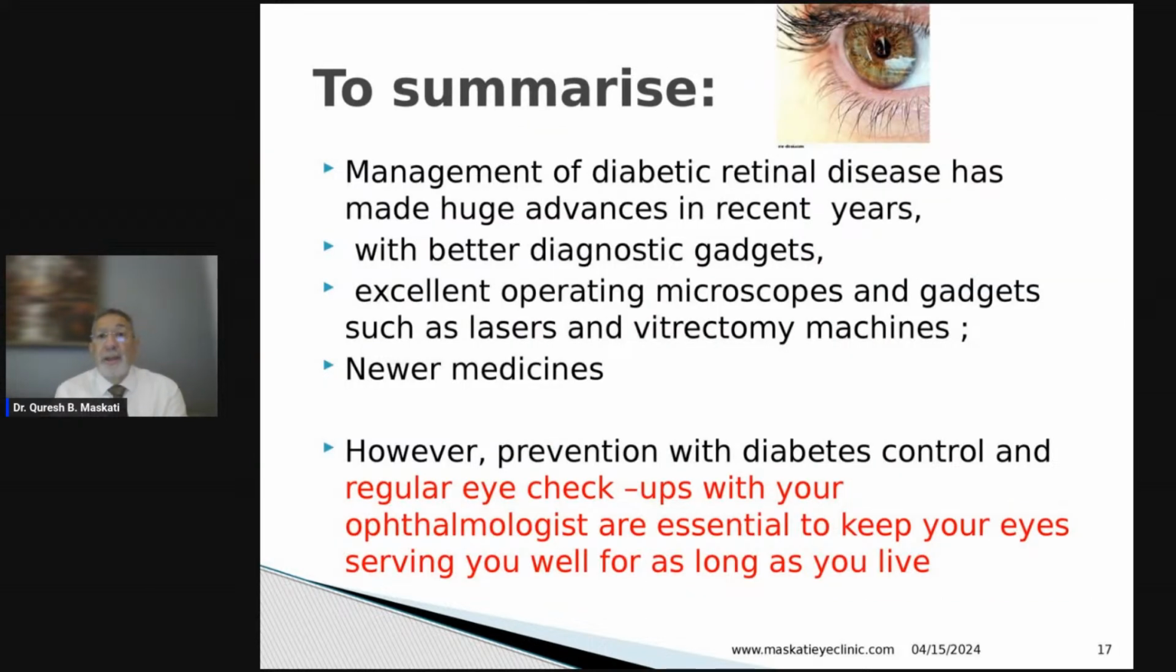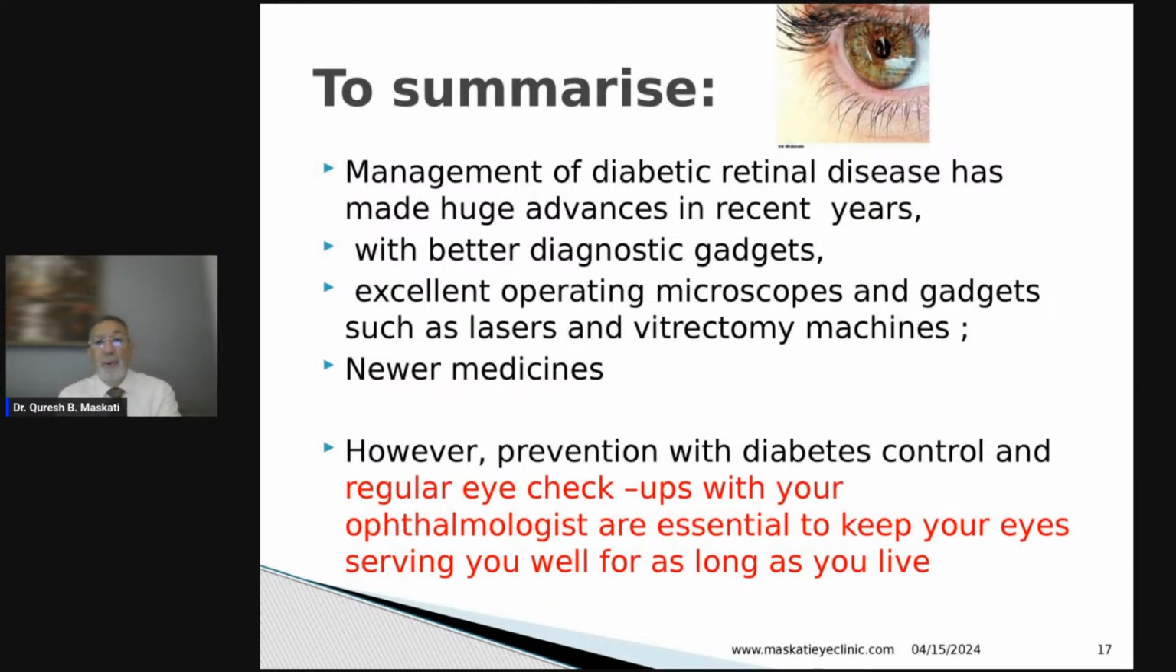To summarize, the management of diabetic retinopathy has made huge advances in recent years with better diagnostic gadgets, excellent operating microscopes and gadgets such as lasers and vitrectomy machines, and newer medicines such as the anti-VEGFs.